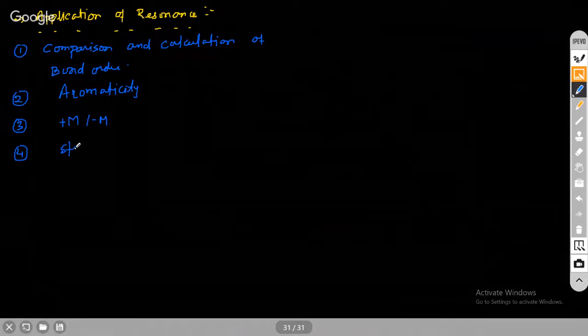Stability of intermediates: we have discussed stability of carbocations with respect to I effect. So here also it is the same thing. Like plus I is an electron releasing group, it stabilizes carbocation and destabilizes carbanion. So here also we have plus M group, electron releasing group, stabilizes carbocation, destabilizes carbanion. Like that we have here also. And then the last one we have is heat of combustion and heat of hydrogenation. That is not required here.